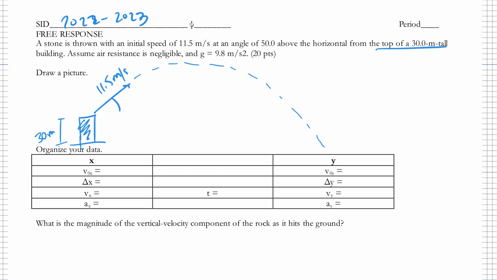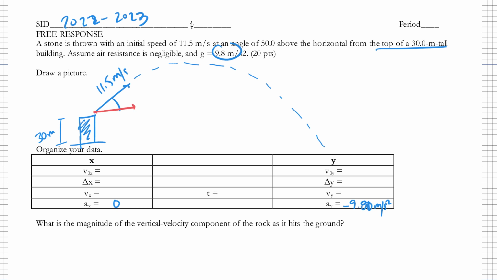Let's see. We know g. If g is 9.8 meters per second squared, the acceleration in the Y is negative 9.80 meters per second squared. That's going to be hard for me to remember. Acceleration in the X is 0. If you've been following along with the way that I do things this year, I organized the data slightly differently than last year. No problem there. Before we get to what we're looking for, let's get V in the X and V in the Y.